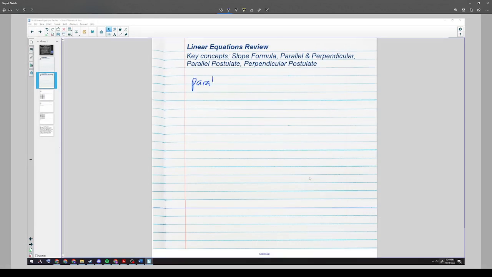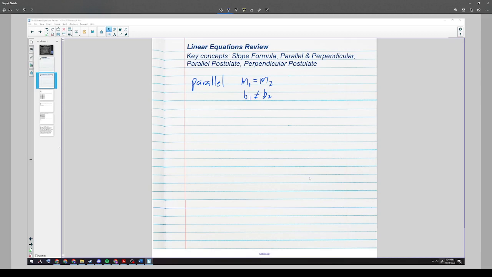Parallel and perpendicular. So parallel is 2 coplanar lines that never meet. To get that, we need m1 equals m2. So we have the same slope between the 2 lines, but we also need b1 is not equal to b2. That means that these are two distinct lines.